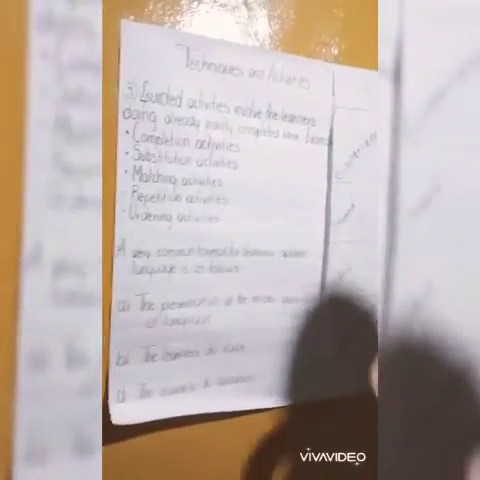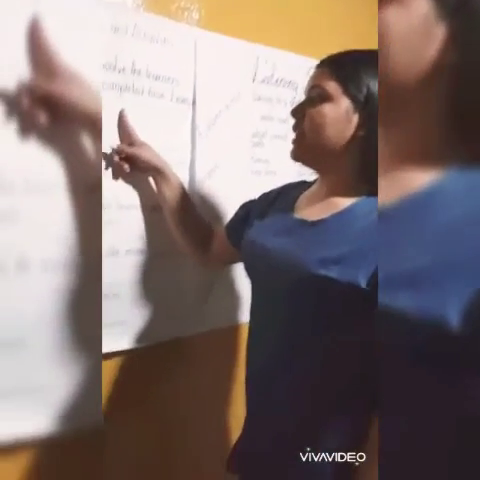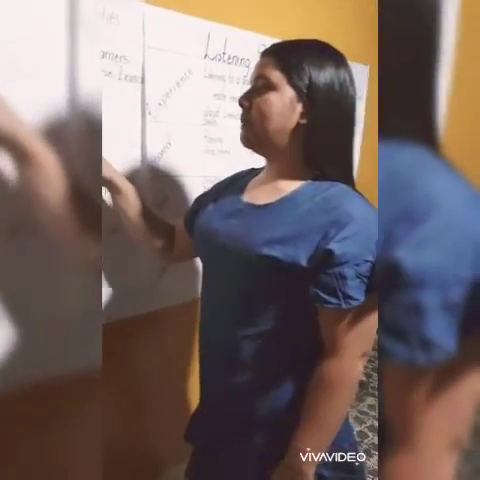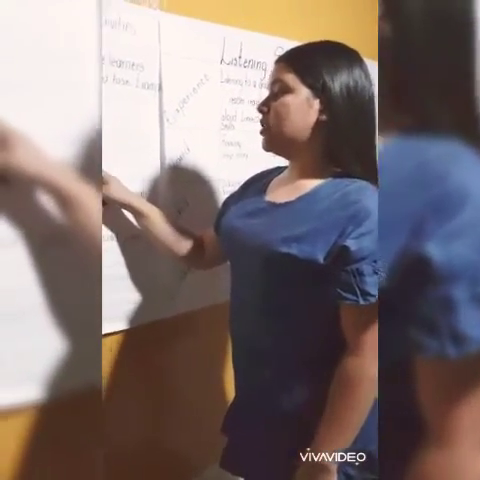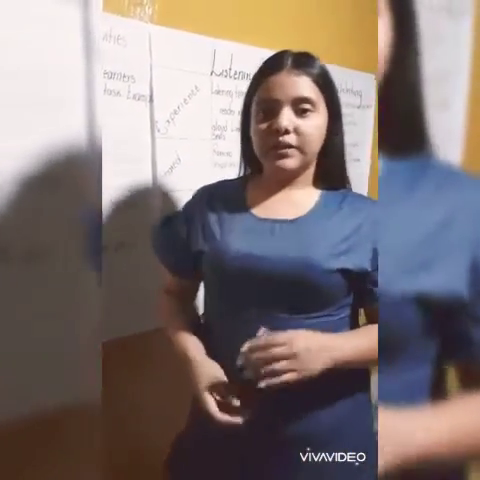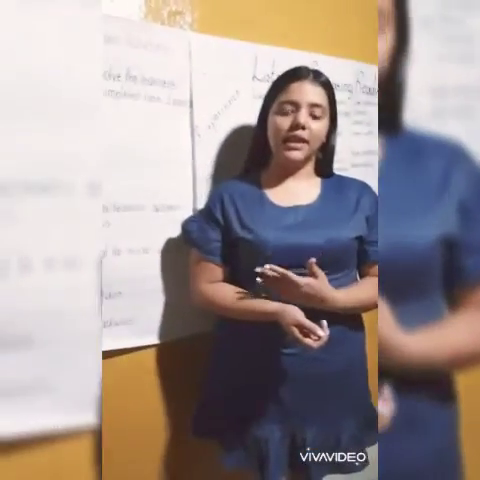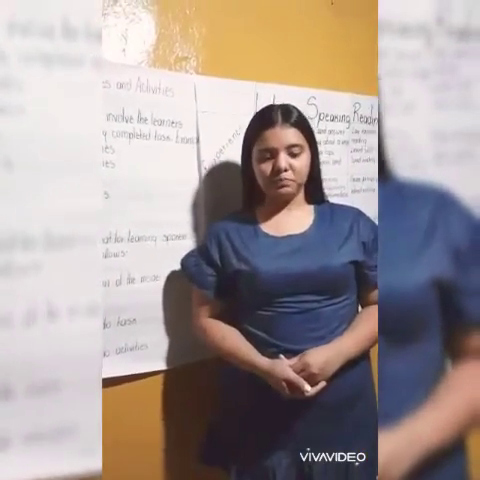The number 3, guided activities, involves the learners doing already partly completed tasks. For example, completion activities, substitution activities, matching activities, repetition activities, ordering activities. All involve the teacher or curriculum designer providing part of what is needed so that the learning task is made easier and less likely to result in error.